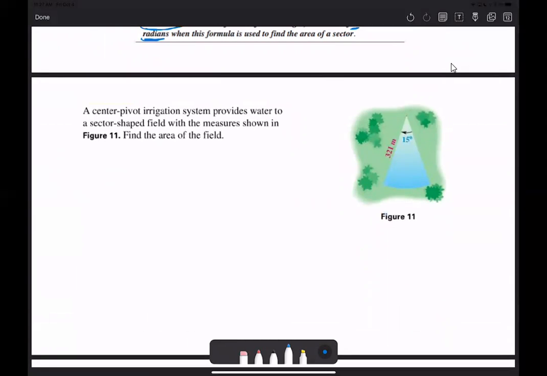A center pivot irrigation system provides water to a sector-shaped field with the measures shown in the figure. Find the area of the field. In this case, theta is 15 degrees. Now we need to change that into radians, so we'll use our pi over 180. I'm going to leave my angle in terms of pi. If you divide 15 by 180 and change to a fraction, it's 1 over 12. So that angle in radians is pi over 12.